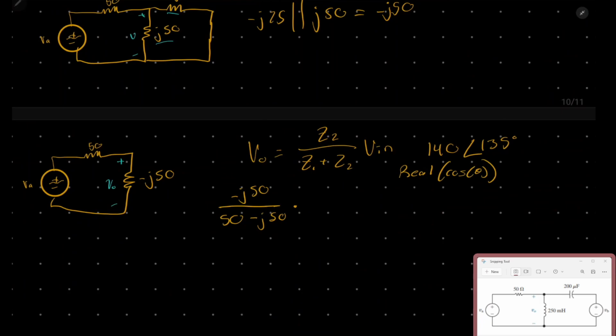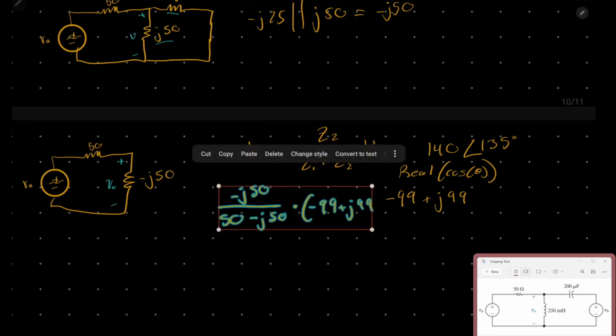So we're going to do 140 cosine 135, and that's going to give us our real value of negative 98 point, actually we'll round that to negative 99. And to get our imaginary value, it's going to be 140 sine 135, which will be plus j99. So now we will plug that in right here and multiply this by negative 99 plus j99. And I'm going to just move this down here so that we can have more room.